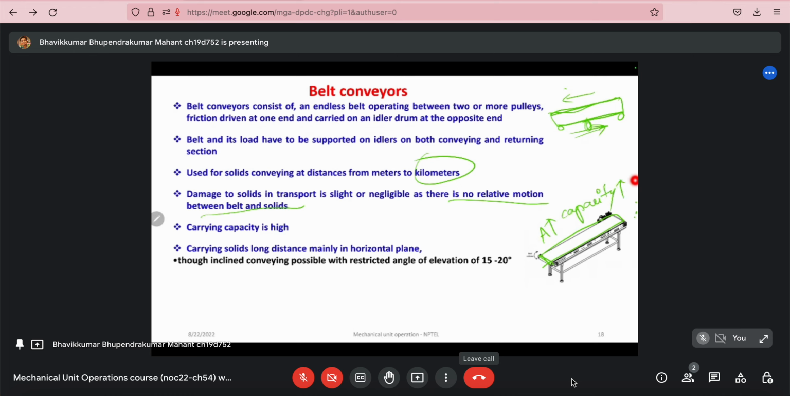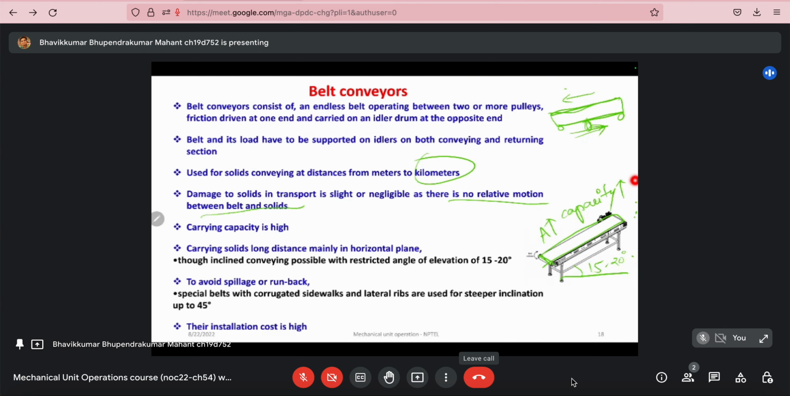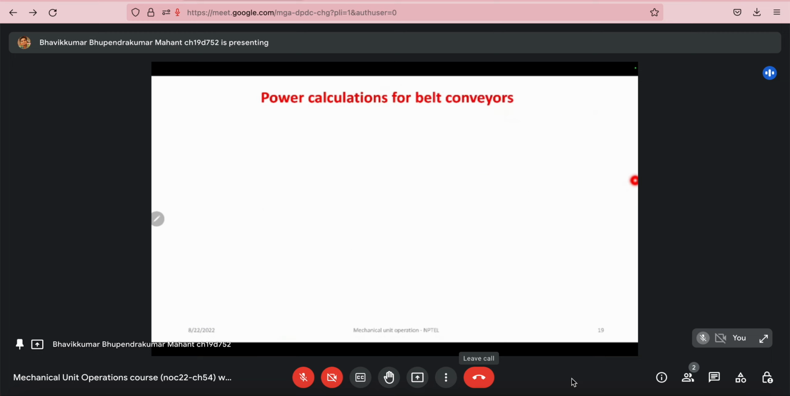It carries solid over a long distance, mainly in the horizontal plane. Sometimes it can also be inclined at 20 degrees. To avoid spillage or runback, special blades with corrugated sidewalls and lateral ribs are used for steeper inclination up to 45 degrees. So whenever we require steeper inclination, we use corrugated sidewalls, so we can't lose our material. But the main thing is the installation cost is high, because we are going for very long range.